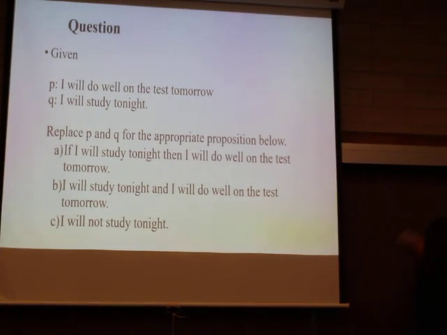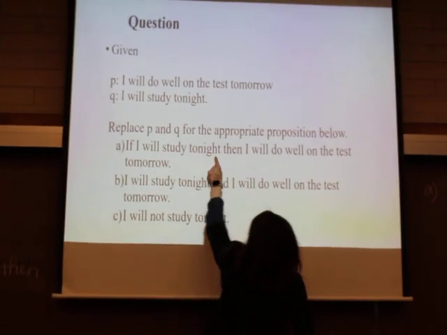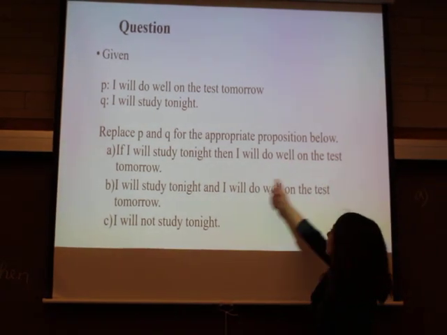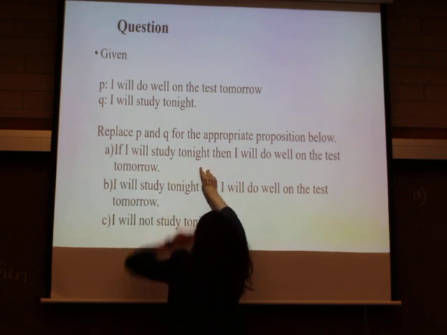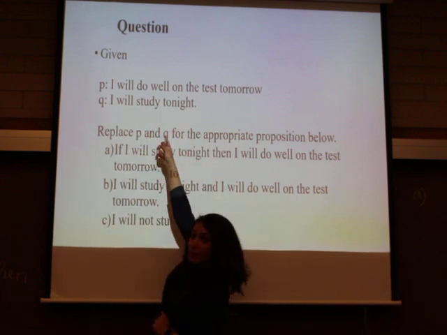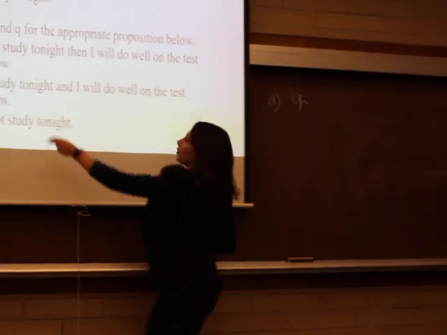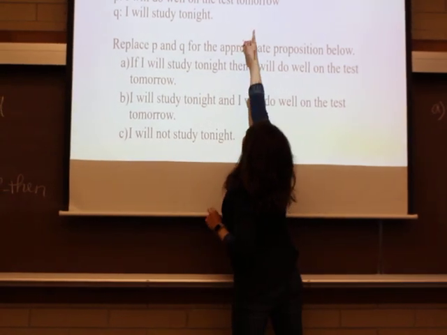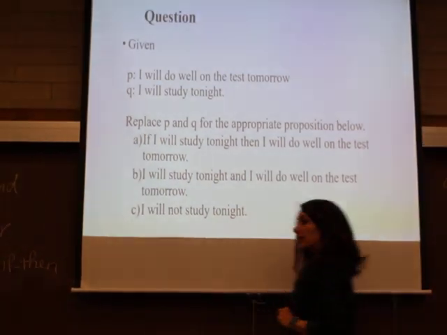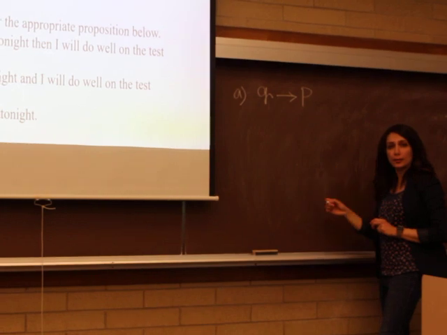The first one, A. If I will study tonight, then I will do well on the test tomorrow. If, the antecedent, I will study tonight. I will study tonight, we are representing that with Q. So if Q, if I study tonight, then I will do well on the test tomorrow. I will do well on the test tomorrow is represented with P. Okay, so the first one, A, is if Q, then P.